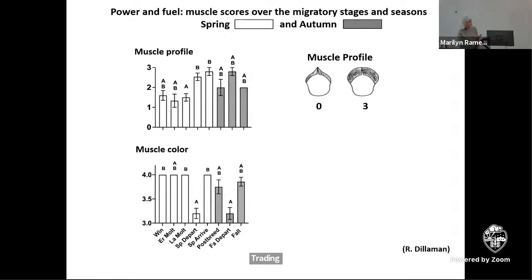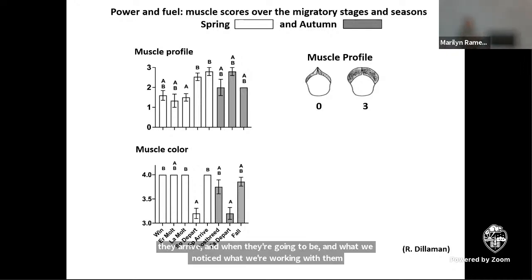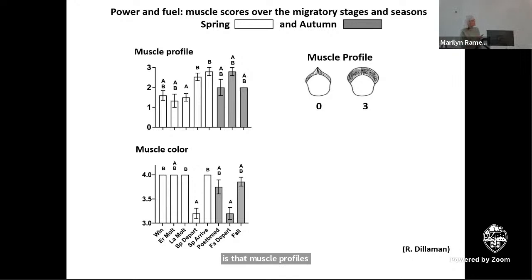Next, I want to look at some scores that we have used. We developed these in the field, and it's really helpful because you never know exactly when you're tracking migrants, when they come, when they arrive, and when they're going to leave. And what we noticed while working with them is that muscle profile is helpful, as well as muscle color. People have looked at muscle profile as a measure of different states, or it can actually be used as a measure of migratory preparedness.